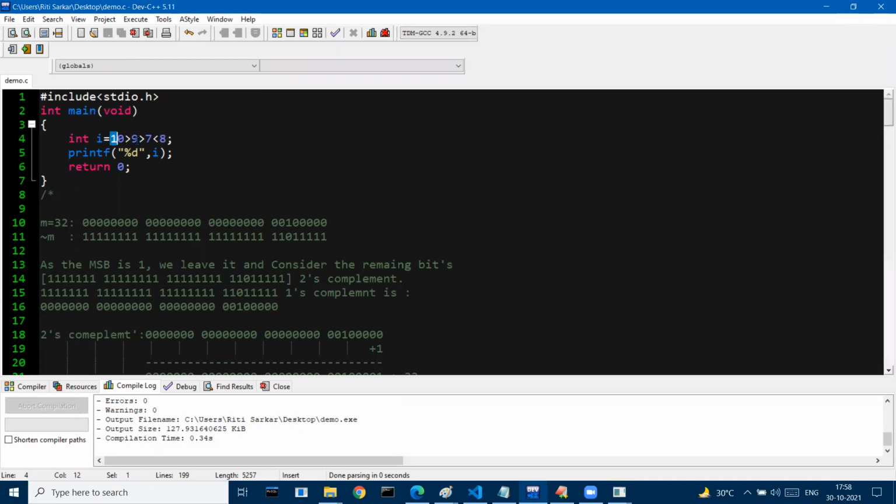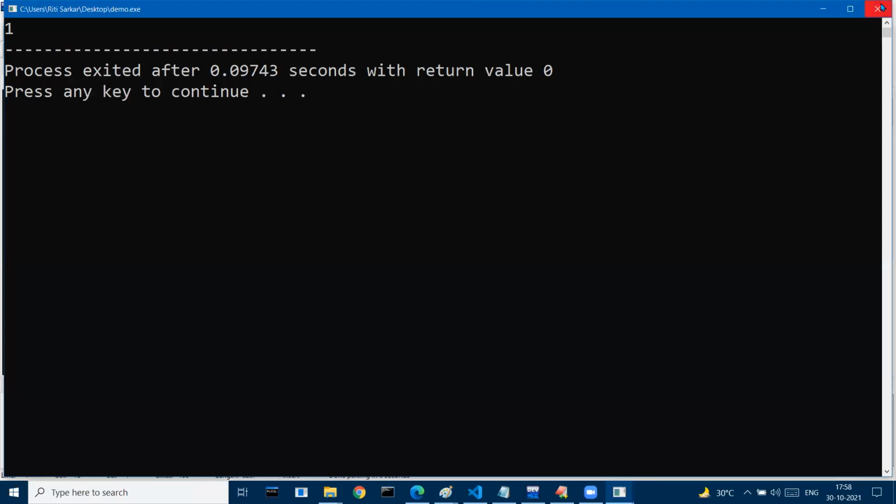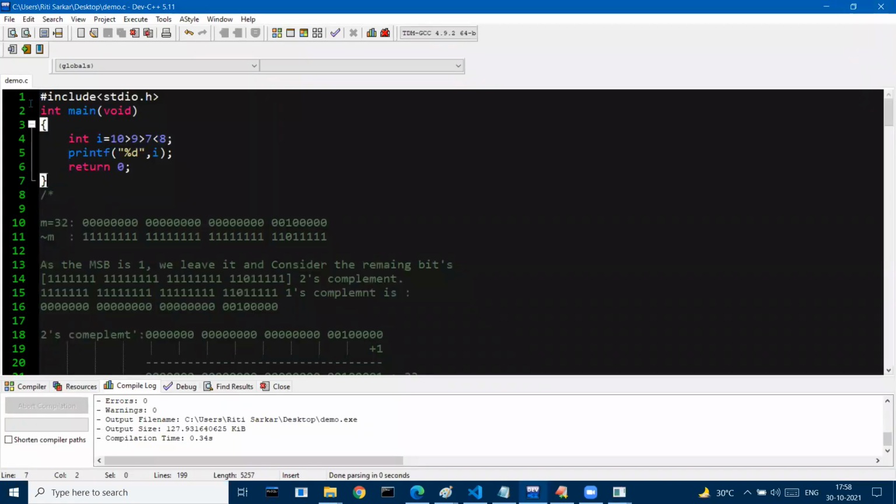Greater than, less than. Both are having same level of precedence. Associativity left to right. 10 greater than 9 returns what? 1. 1 greater than 7 returns what? 0. 0 less than 8 returns what? 1. Super. Last one.